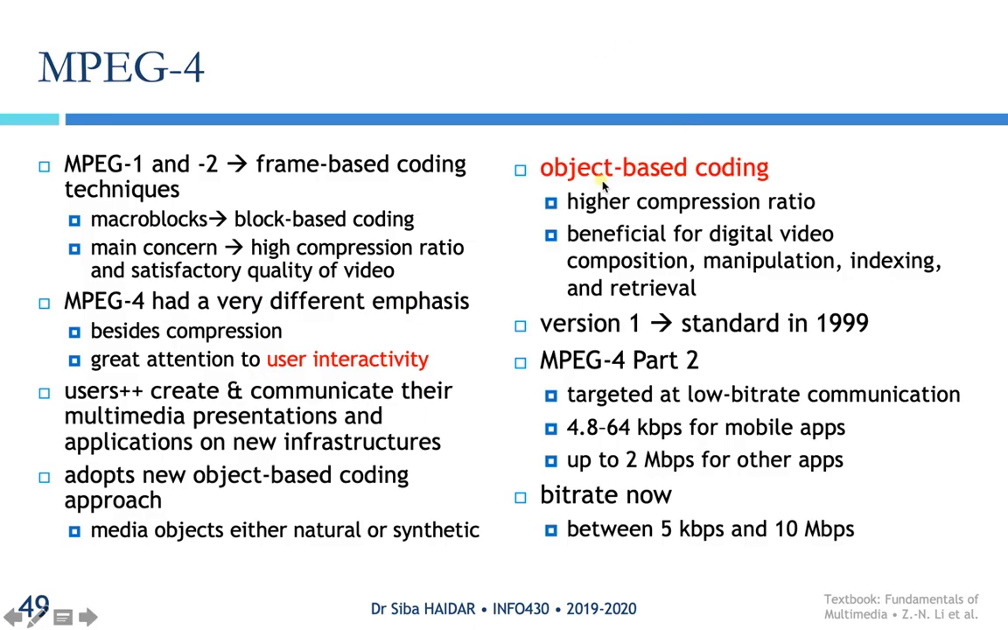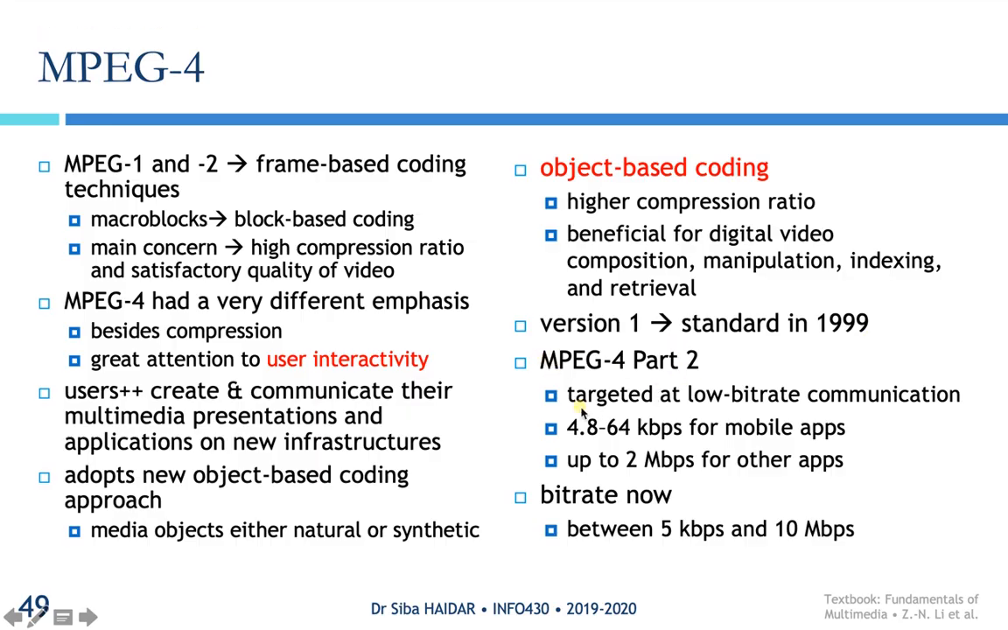Okay, and the focus is on, instead of macro block based coding, it can be done over object based coding, which can accomplish higher compression ratio, which is beneficial for digital video. So version 1 of MPEG-4 was released in 1999.